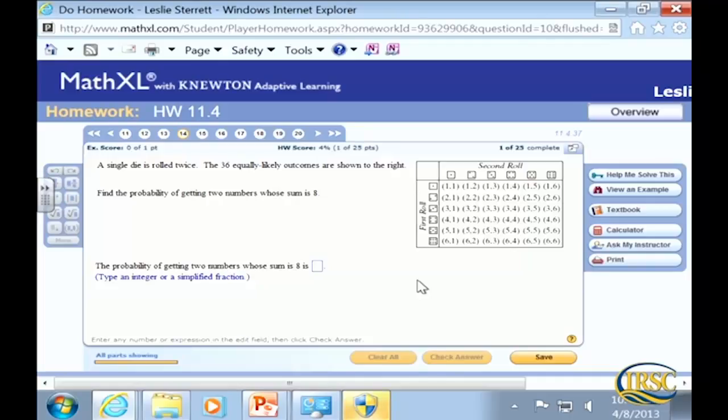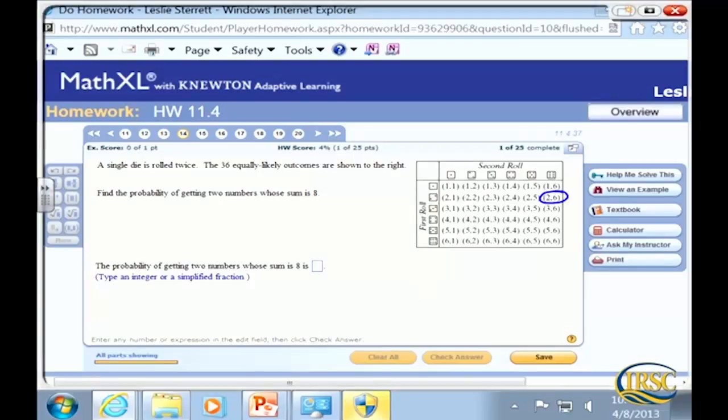It says find the probability of getting 2 numbers whose sum is 8. Okay, which combinations give you a sum of 8? 2 and 6, 3 and 5, 4 and 4, 5 and 3, and 6 and 2. Nice little pattern that you might notice here when you're looking for a sum of 2 numbers.